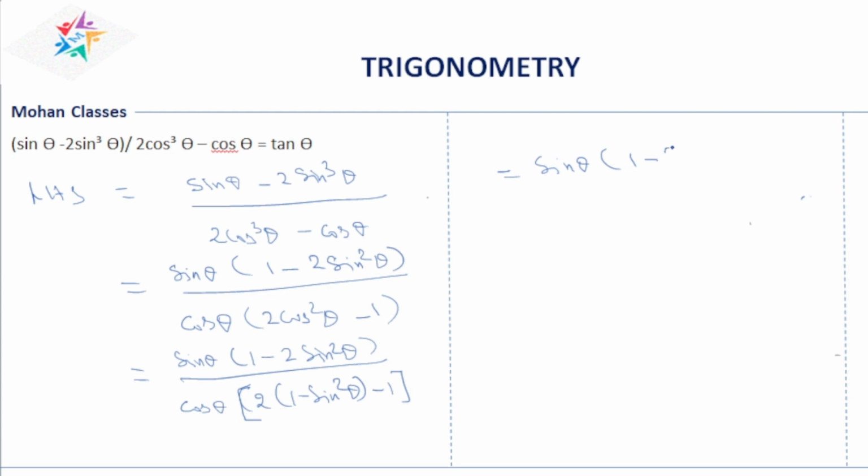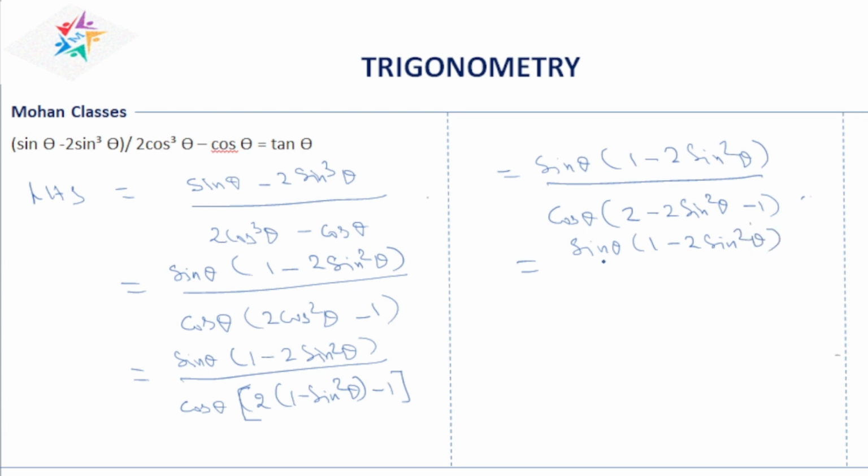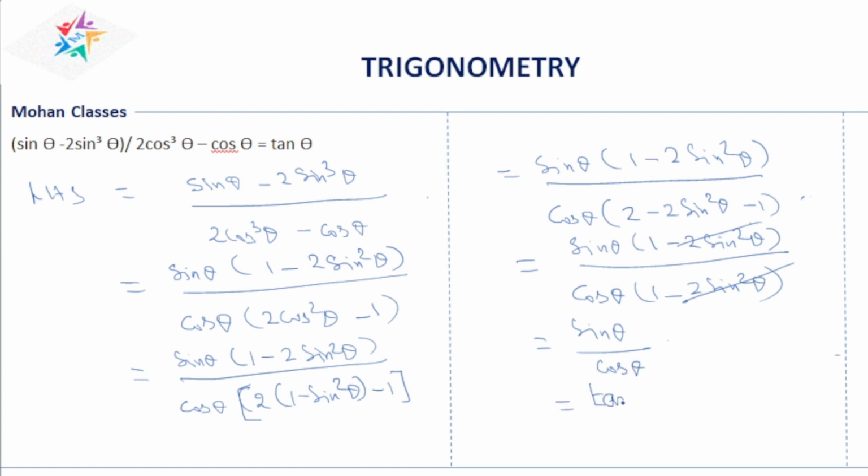Sin theta into 1 minus 2 sin square theta divided by cos theta into 2 minus 2 sin square theta minus 1. Okay. So 1 minus 2 sin square theta. Sin theta into 1 minus 2 sin square theta divided by cos theta into 1 minus 2 sin square theta. This 1 minus 2 sin square theta will be cancelled. So what we left? Sin theta by cos theta. What is sin theta by cos theta? Tan theta.